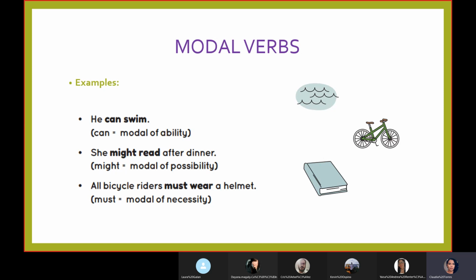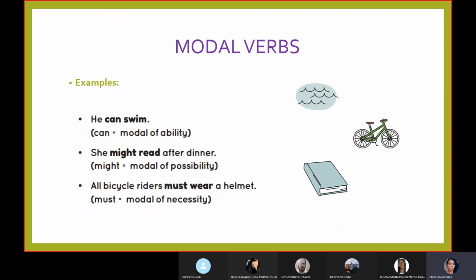Now, the next one is she might read after dinner. And again, here we have might, and after might, the base form of the verb read, but you don't change read. So might here expresses possibility, right? So she might read after dinner, or maybe not, or maybe she can do something different, right? But here might, remember, is for possibility.